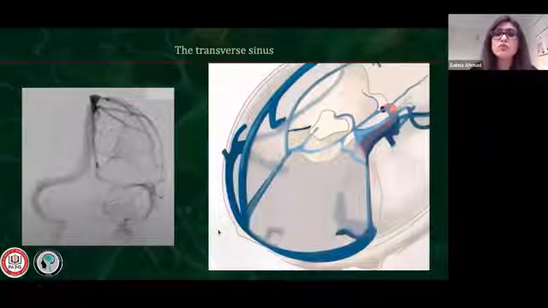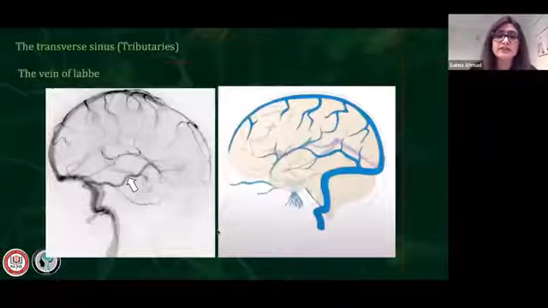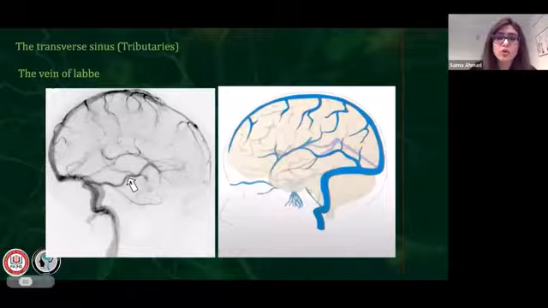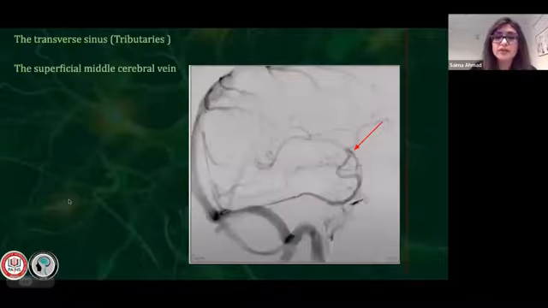And next we move on towards the tributaries of the transverse sinus. So again, the very famous vein of Labbé, which drains the inferior part of the frontal lobe and temporal lobe, and it opens into the transverse sinus, sometimes rostrally and sometimes caudally. So we must recognize this vein. This is a very important vein during the dissection also.